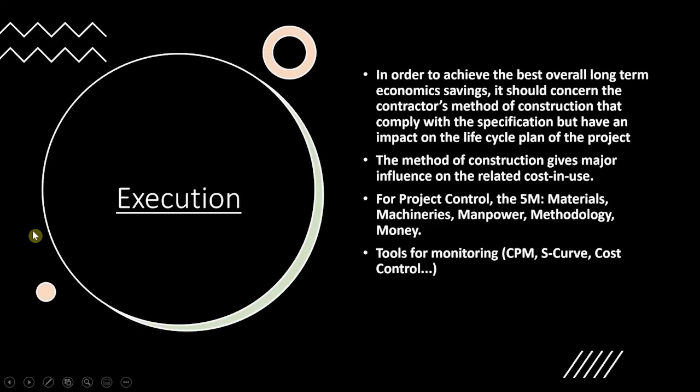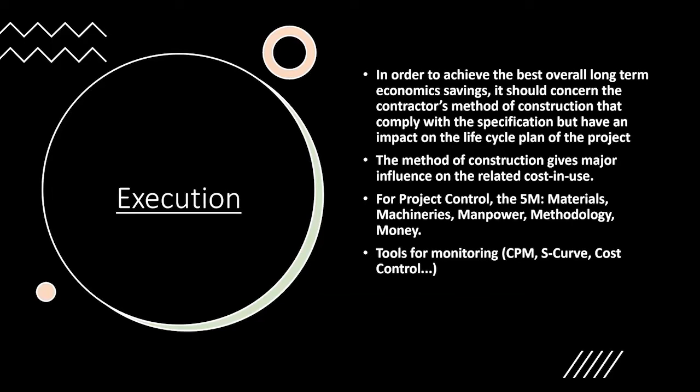We are done with planning, then we go to the execution. In order to achieve the best overall long-term economic savings, it should concern the contractor's method of construction that comply with the specification but have an impact on the life cycle plan of the project. The method of construction give major influence on the related cost in use, because kalau katakan method of construction ni tak bersesuaian, berkemungkinan later on akan ada cost additional yang akan incurred kepada klien later on.